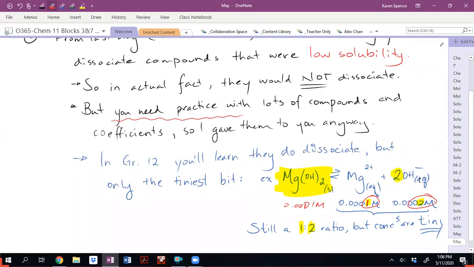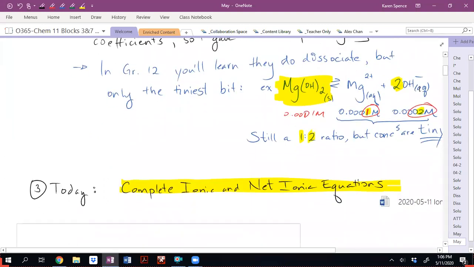So should you be writing those dissociations in grade 11 for a solid? Probably not. But is it good practice to write dissociations? Yes, it is. Today, however, we are going to do complete and net ionic equations. And in this case, anything that is a solid is going to stay together, and anything that is aqueous is going to dissociate. And those are hard rules this week.